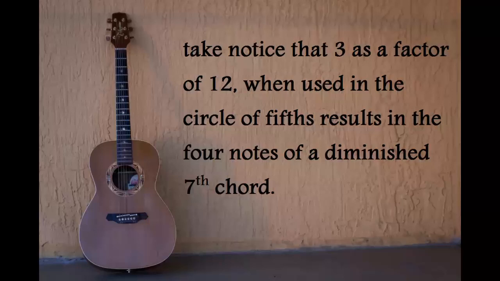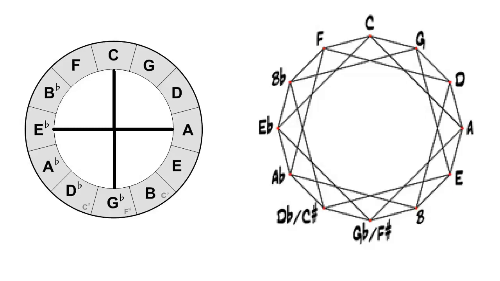So take notice that 3 as a factor of 12 when used in the circle of fifths results in the 4 notes of a diminished 7th chord. To create the diminished 7th chord, just make a perfect cross or a perfect square in the circle of fifths and move it to form the other 2 instances of diminished 7th chords found therein.